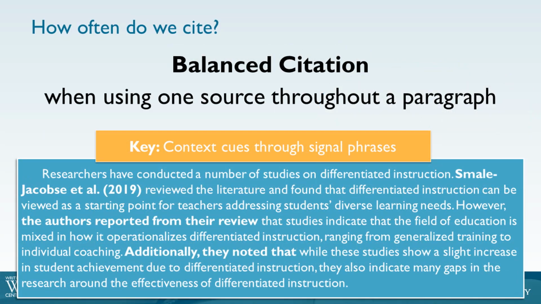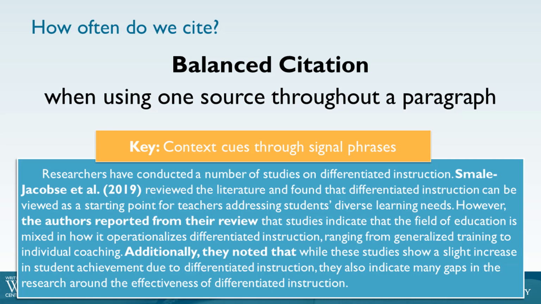The last example we have also demonstrates balanced citation, but in a specialized case, when the author is using information from the same source in multiple sentences, in this case, throughout the paragraph. This is an example of what APA calls a long paraphrase, or what we can refer to as a summary. In this case, the writer is referring to one source throughout the paragraph, summarizing this source's findings.